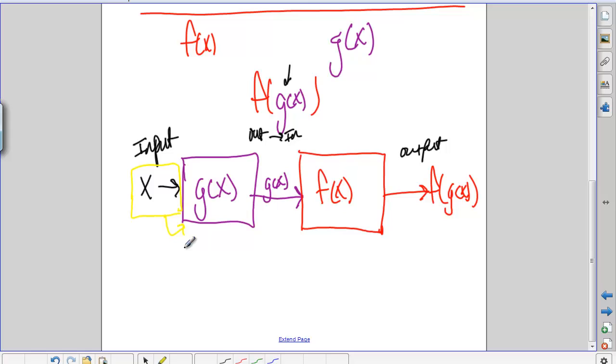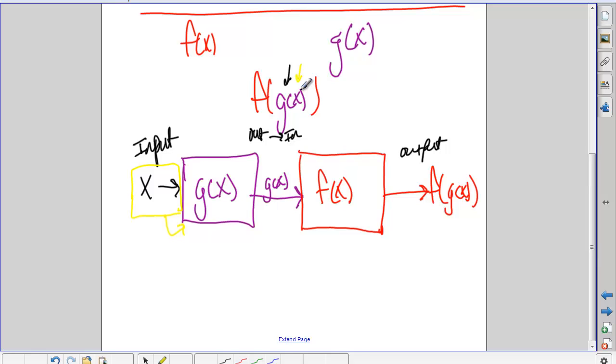So what that tells us about the domain is, okay, right off the bat, if that g of x function is where x goes first, if there's any x values that don't work in g of x, they don't work in the composite function. Okay, let me say that again. If there's any x values that don't work in g of x, that's the inside function, whatever function is on the inside, any x values that don't work there do not work in the composite function.